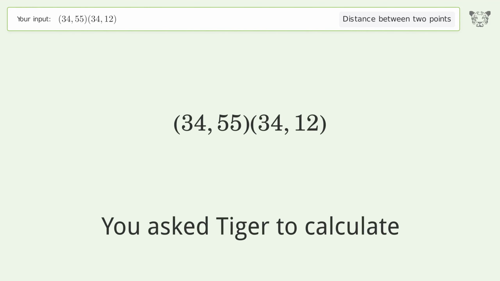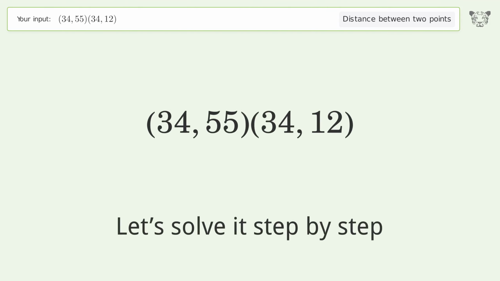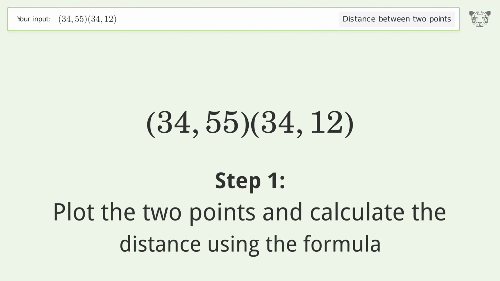You ask Tiger to calculate. This deals with the distance between 2 points. The distance between the 2 points is the square root of 1849, or 43. Let's solve it step by step. Plot the 2 points and calculate the distance using the formula.